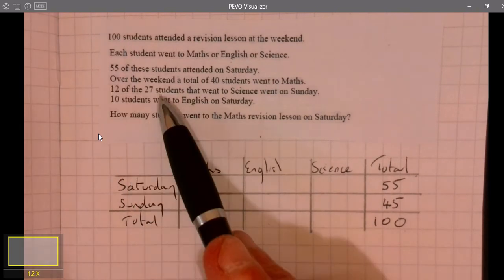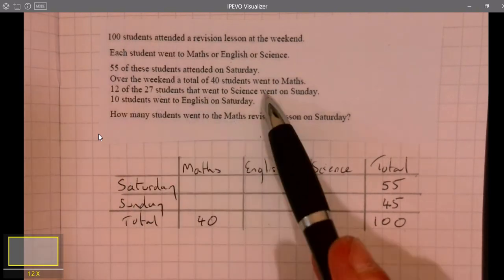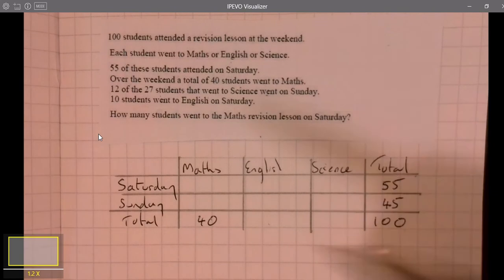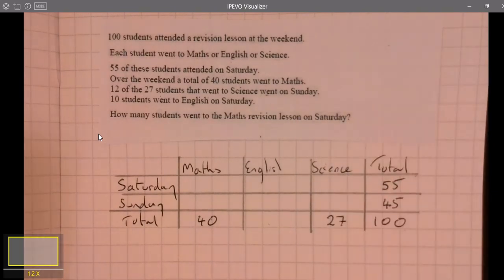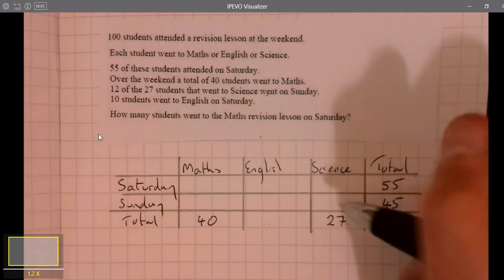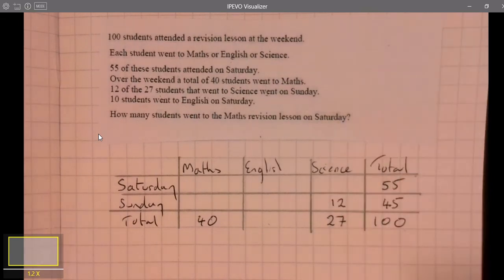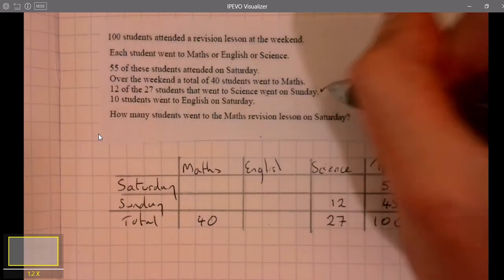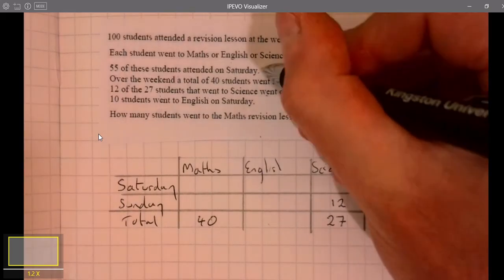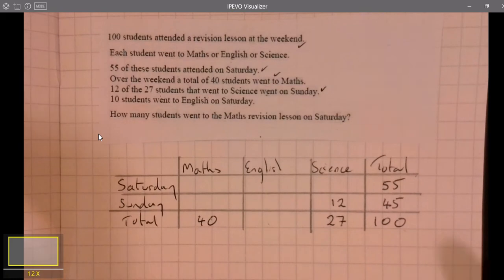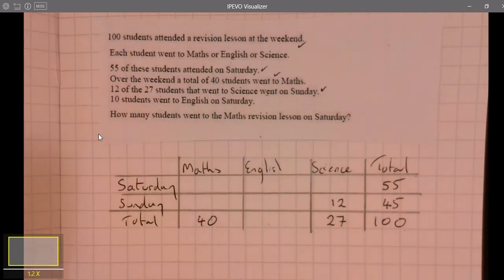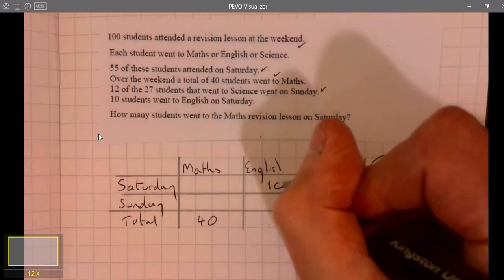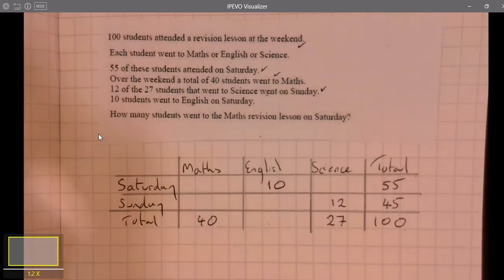12 of the 27 students that went to science went on Sunday. So 27 went to science in total, and 12 of them went on the Sunday. So we've got that information, that, that, and that. Sometimes it's easy to miss something. And 10 students went to English on Saturday. So 10 went to English on Saturday. We should be able to fit it all in now.